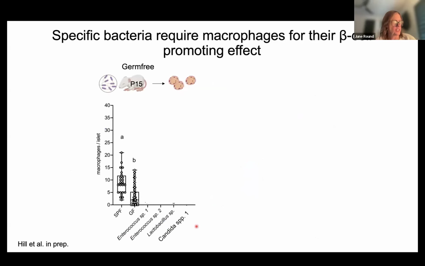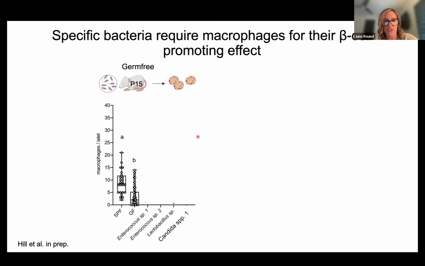So the last question that we wanted to ask, and I think my time's coming to an end, so I only have one or two more slides, was whether or not these specific bacteria and fungi that we had identified that were important for promoting this beta cell effect are acting through macrophages. Because again, we found no evidence for direct mechanisms of beta cell development.